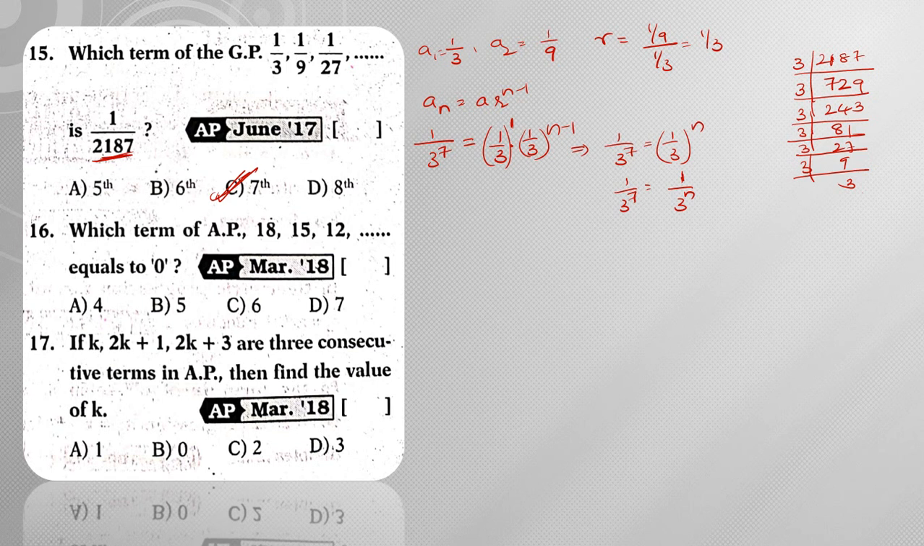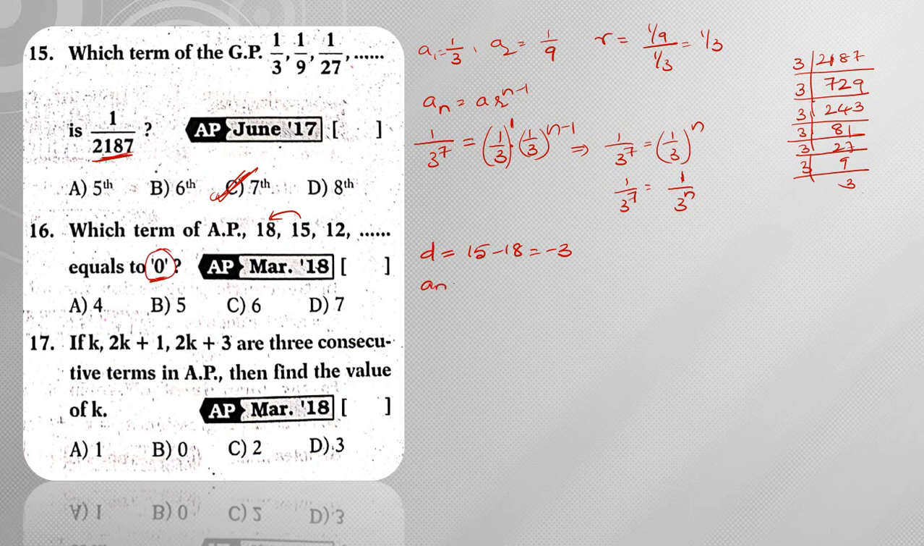Next, which term of AP is equal to 0? Now first of all, find out the common difference. So common difference is equal to second term minus first term, 15 minus 18. So from 15 we need to subtract 18. What is the value? Minus 3. Now what is he asking? Which term is equal to 0?